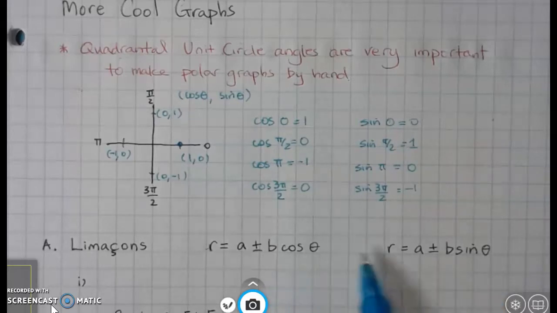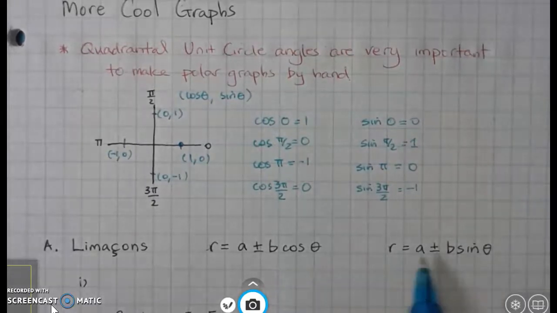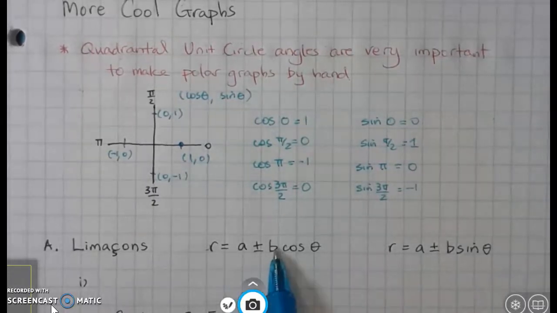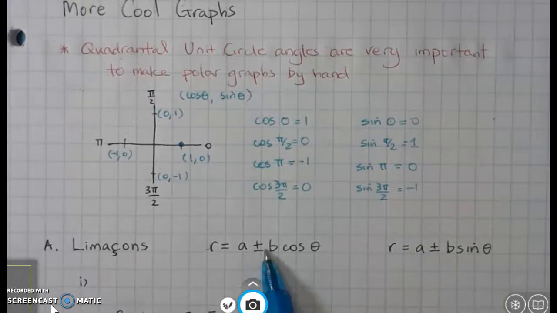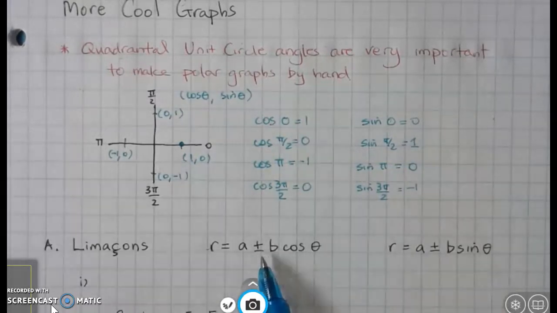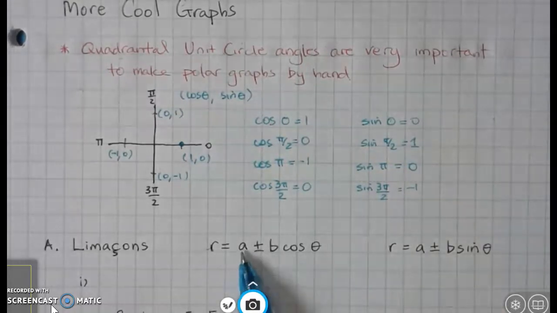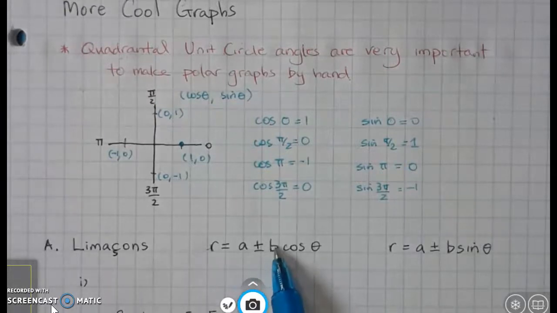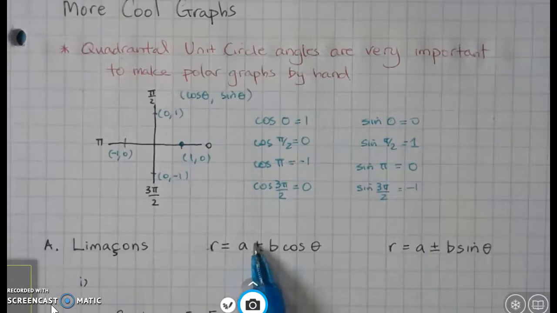Sine versus cosine is going to change the orientation, and a and b are just some constant numbers. Depending on the relationship between a and b, whether they are the same number, whether a is bigger or b is bigger, or whether it's a plus b or a minus b cosine theta, that's going to make the difference.